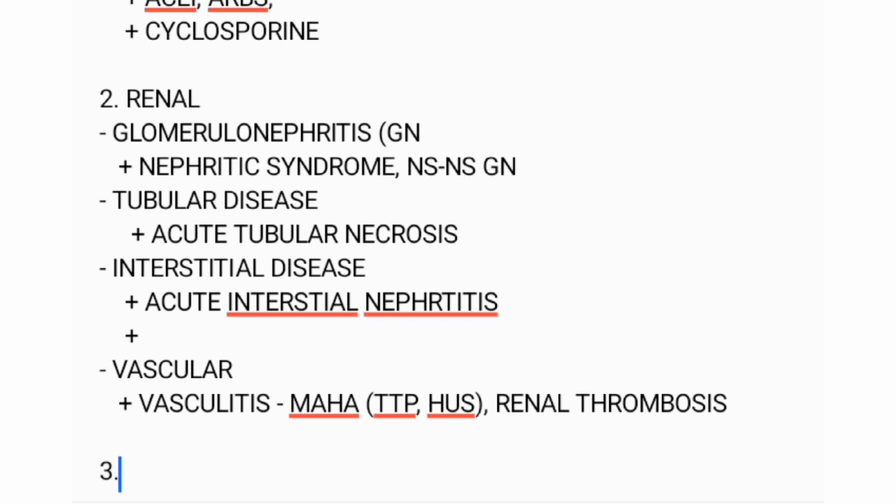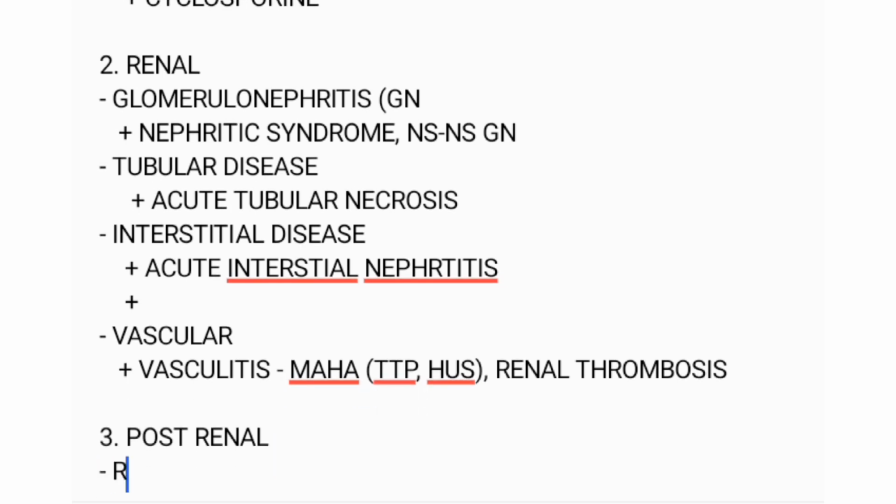Then we can now go to the postrenal causes. So under the postrenal causes, we can have renal stones, which can cause obstruction along the ureter, which can lead to dilatation of the ureter proximally. When there is obstruction, there can be a build up of the same excreted products, which can lead to hydronephrosis.